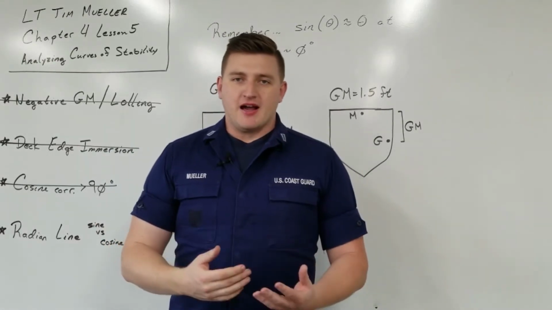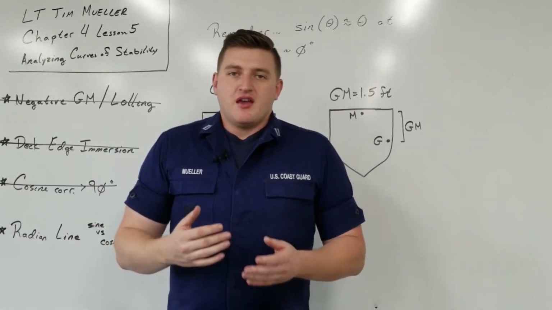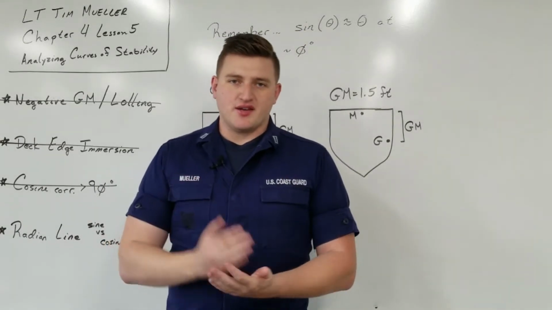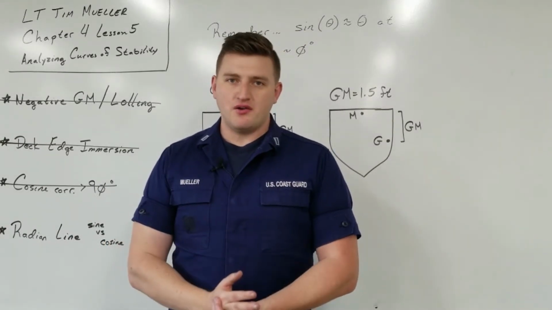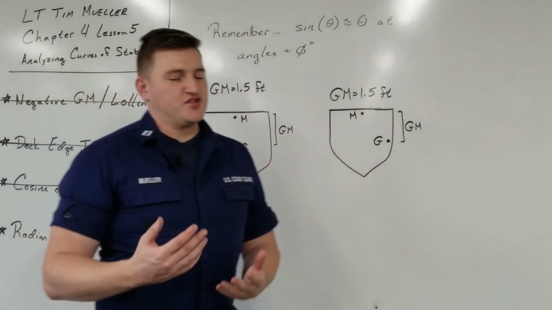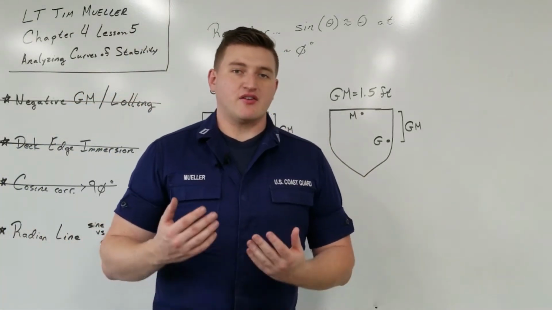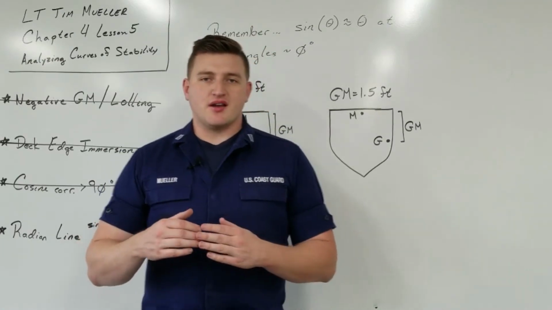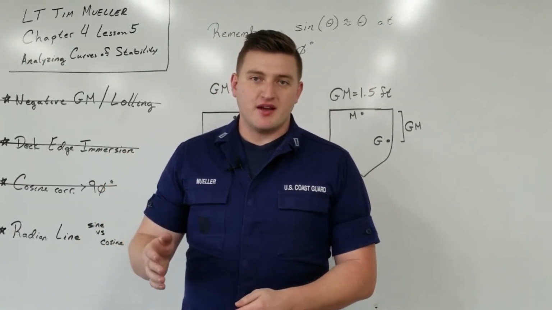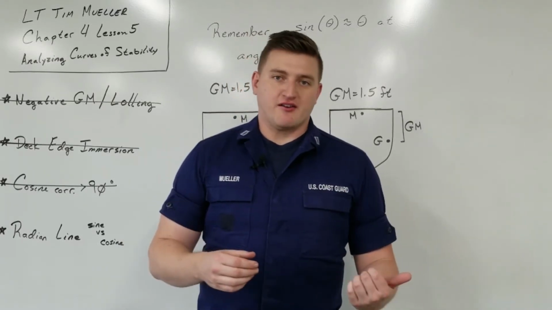So how do we apply this to sine and cosine corrections? Well, as I mentioned in the cosine video, I suggested you do your sine correction first and then do your cosine correction. Here is why. When you do your sine correction, we found out that we can get our GM from the sine corrected curve, but not the cosine corrected curve.